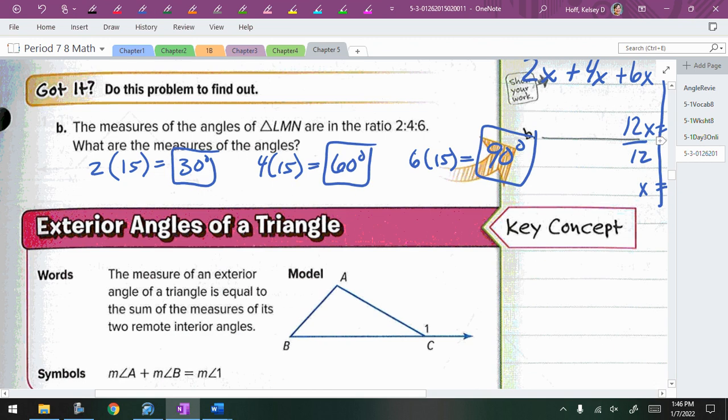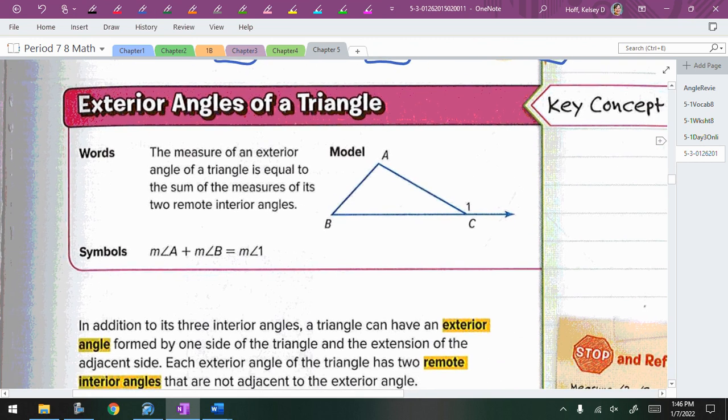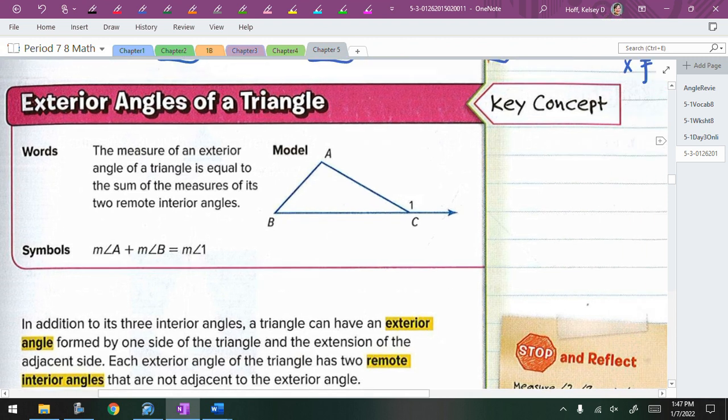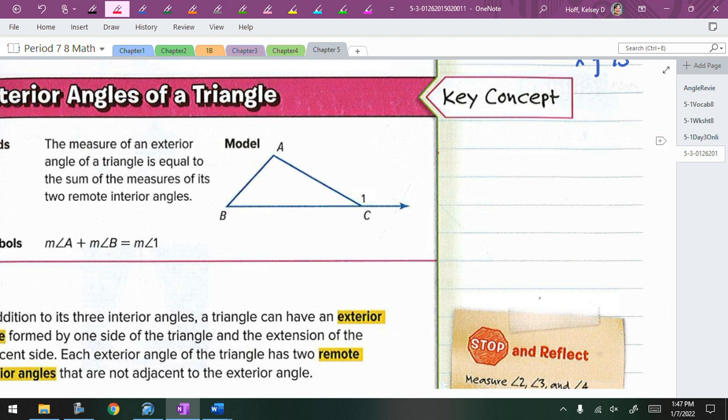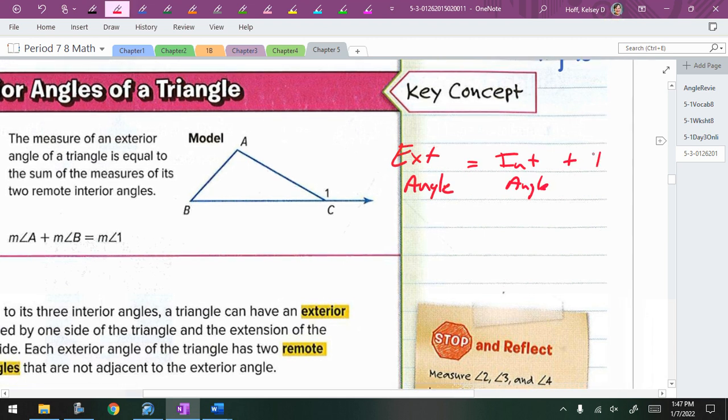Now we're going to talk about the outside angles of a triangle. They drew this angle right here, angle 1. Everybody agree angle 1 is outside that triangle. And they say the measure of an exterior angle is equal to the sum of the measures of the two remote interior angles. You guys can take that information and go solve the problem, right? Here it is in Miss Hoff's shorthand: the exterior angle equals the interior angle plus the interior angle.